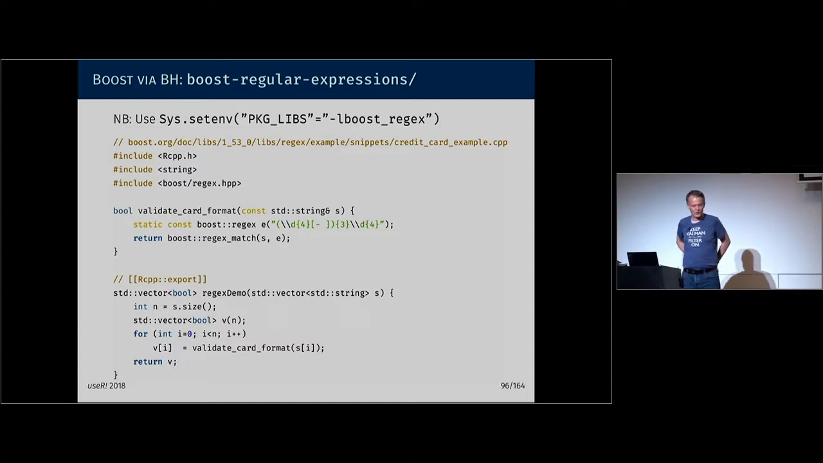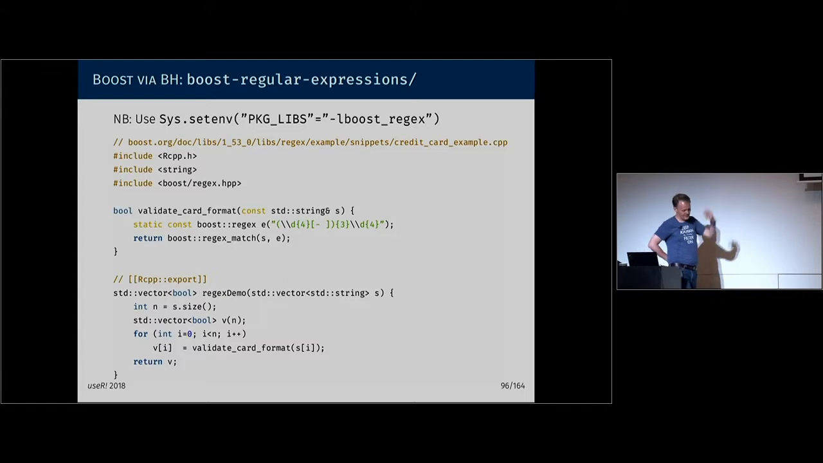It just shows how you would parse credit card numbers, because it's four digits, four digits, four digits, so slightly different patterns from phone numbers, say. There's the Boost regex, and then in comes a string of numbers, and out goes a Boolean: is that a possible credit card number, yes or no.